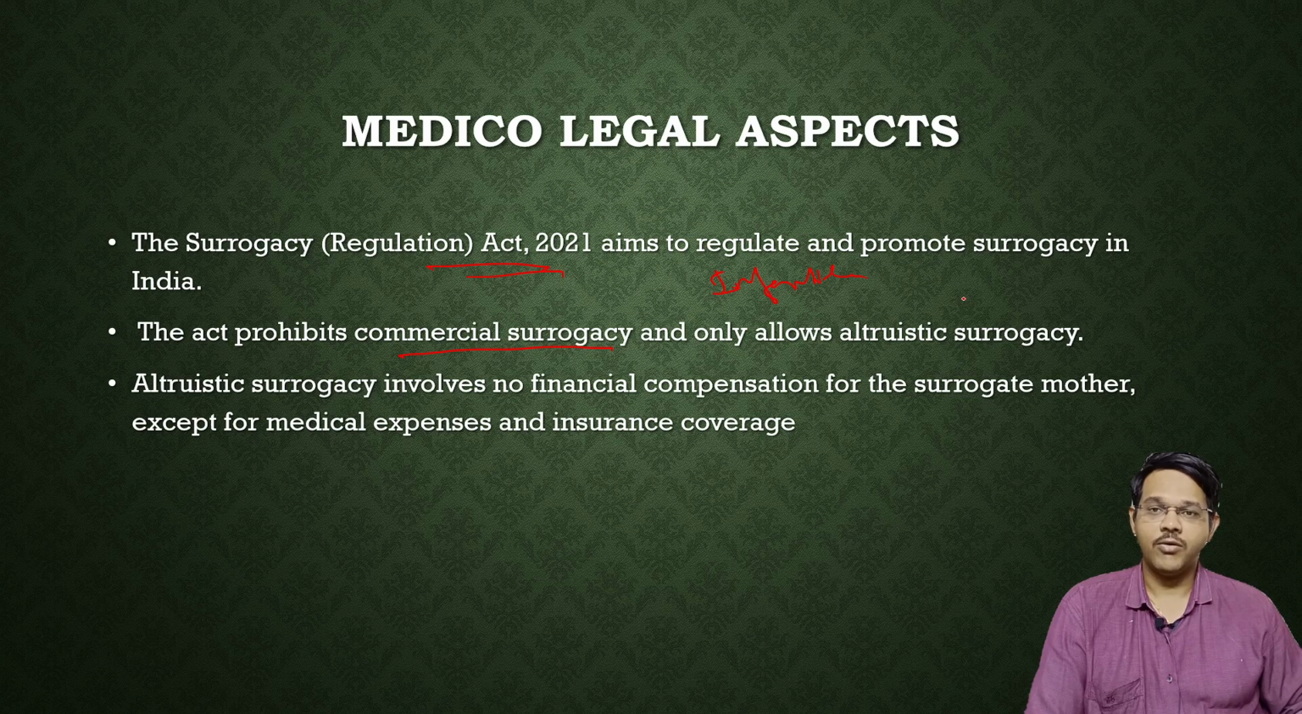Single parents cannot opt for surrogacy. And it only allows altruistic surrogacies. Altruistic surrogacy involves no financial compensation for the surrogate mother. So altruistic surrogacy is the only type permitted, in which the surrogate mother is not given financial compensation. The only thing is that expenses like medical expenses and insurance coverage are given to the mother. Other than that, no other financial compensation is given to the surrogate, to avoid commercialization of this.